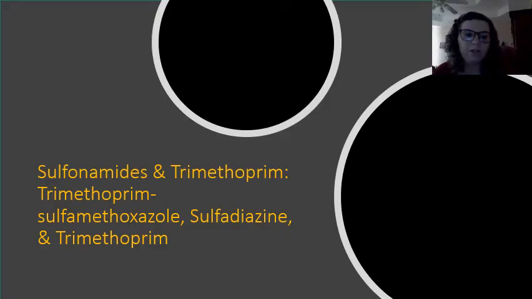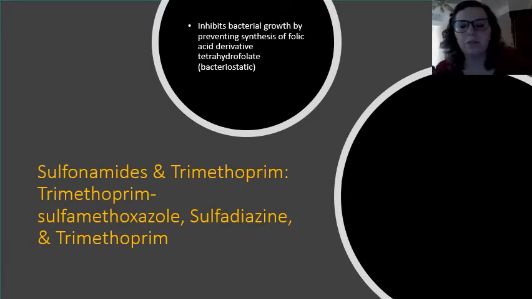Okay, so the first type of medication that we're going to talk about are sulfonamides and trimethoprim. Those are some examples of the type of medicines. These ones are going to inhibit the bacterial growth by preventing synthesis of folic acid derivative tetrahydrofolate. So that makes this a bacteriostatic medication.